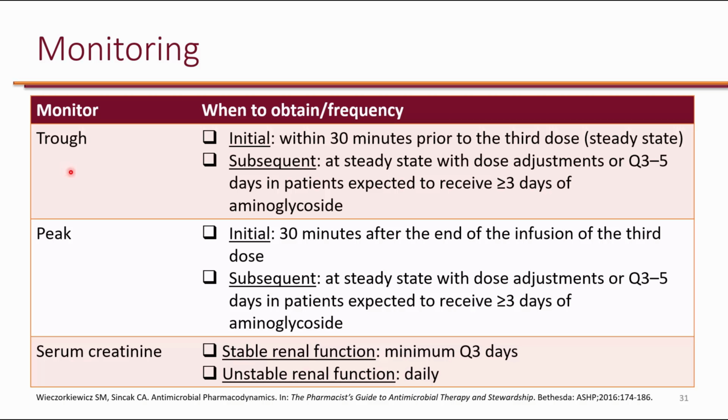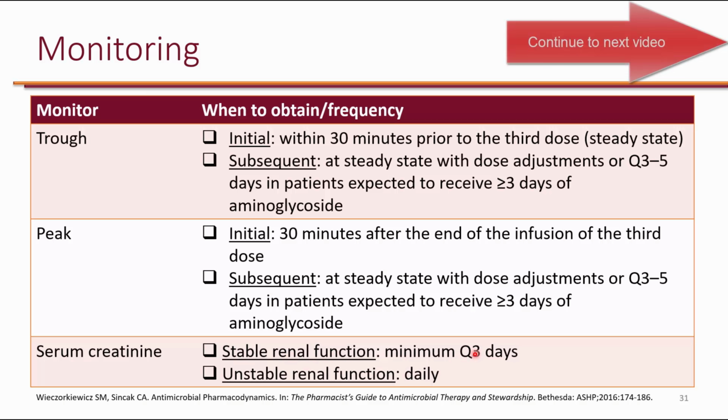Trough monitoring is for safety, and we do peak monitoring for efficacy. So the peak you want to do at least 30 minutes after the end of the infusion to allow distribution to the tissues. And of course, it's also important to monitor serum creatinine due to nephrotoxicity of aminoglycosides. So in stable renal function, at minimum every 3 days. In someone with unstable renal function, you want to monitor daily.